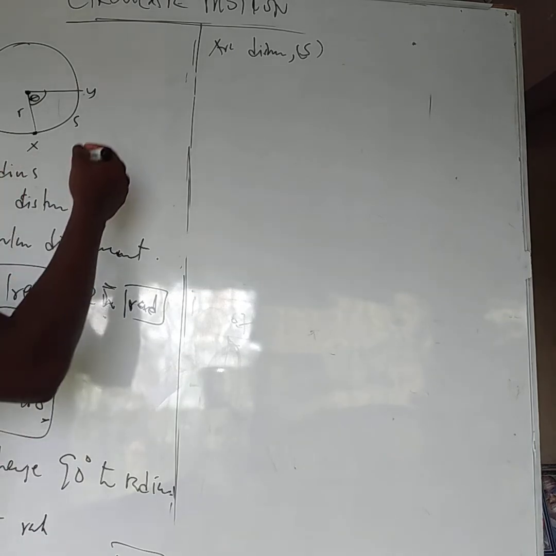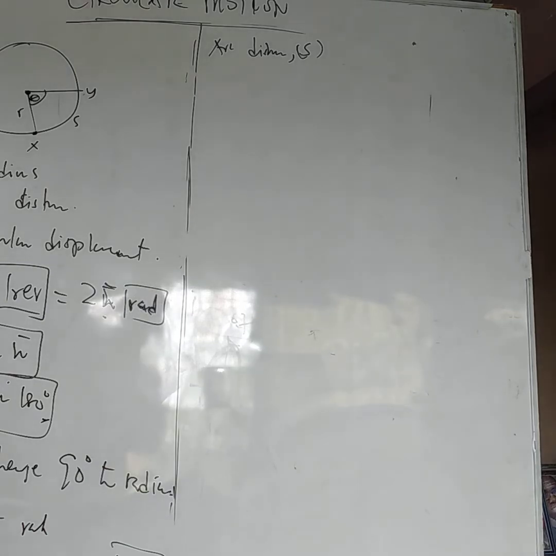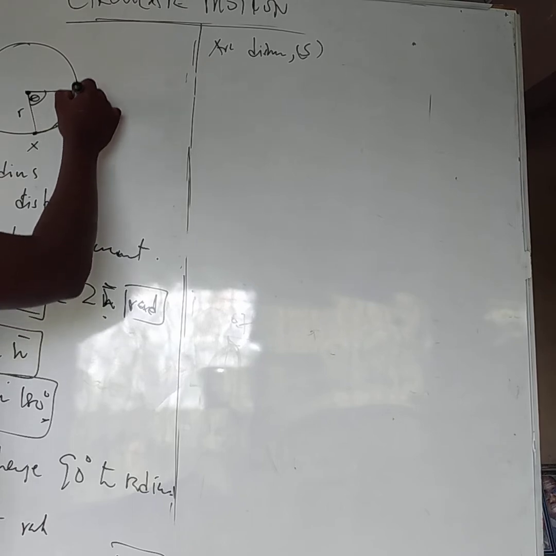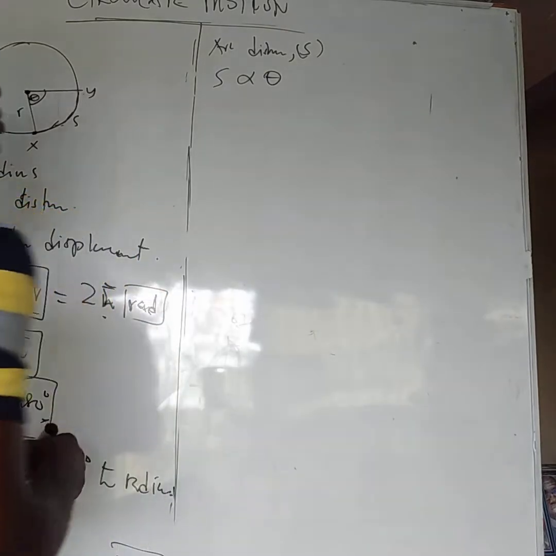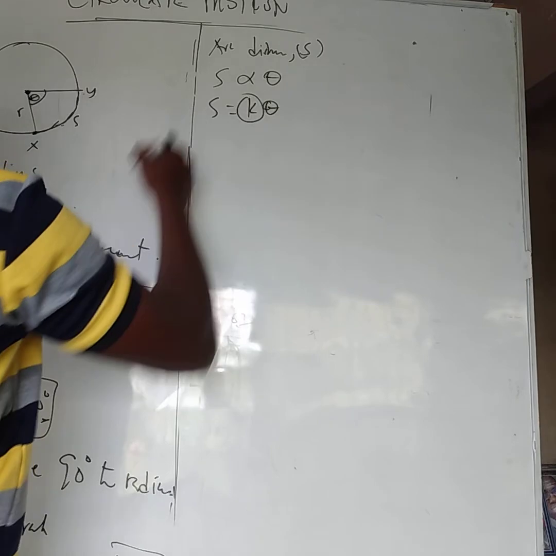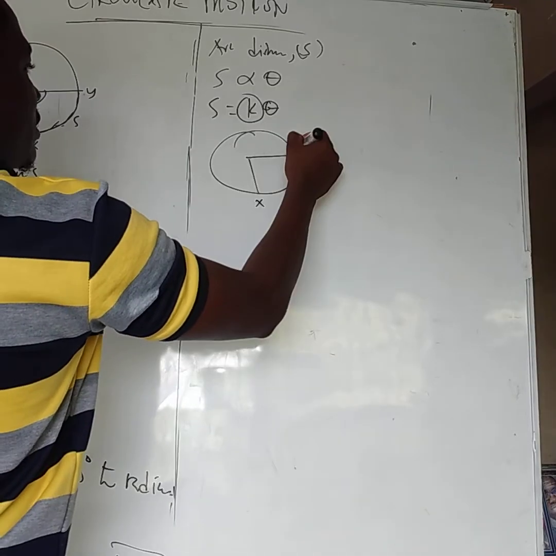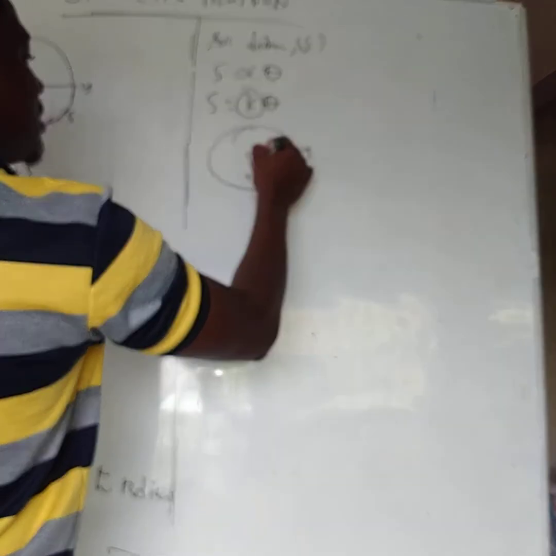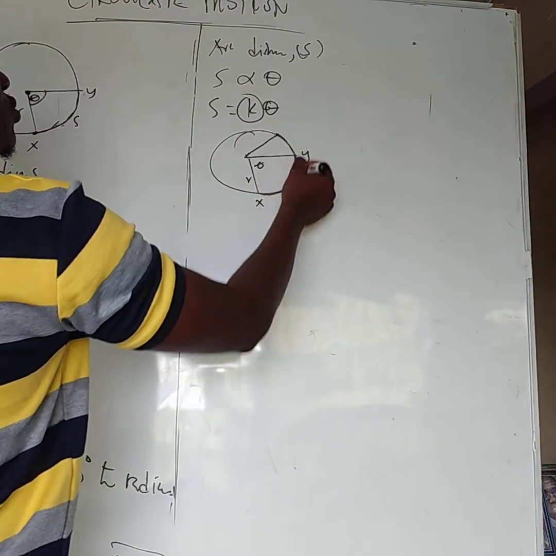If you look at the diagram once again, you realize that as theta is increasing this way, the distance is also increasing. So our S is directly proportional to theta, and therefore S is equal to a constant K times theta. From the diagram once again, whilst S is increasing, theta is also increasing. If S increases here, the angle also increases this way.